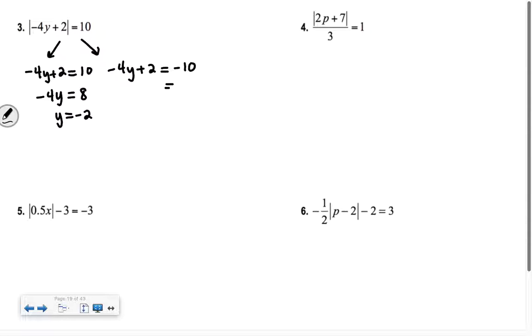I'm going to subtract the 2 over, I get negative 12. So negative 4y equals negative 12. I'm going to divide by negative 4, I get y equals 3. Both of those are your answers.